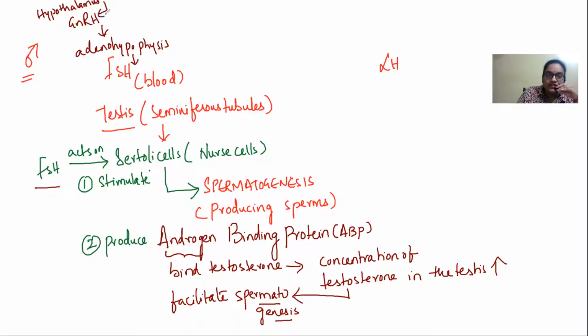So this is the procedure, what is happening. Now, if you look at the luteinizing hormone, what are its functions? This luteinizing hormone is going to act on the interstitial cells or Leydig cells. We use an alternate name for these, either interstitial or Leydig cells. They are acting on these cells.